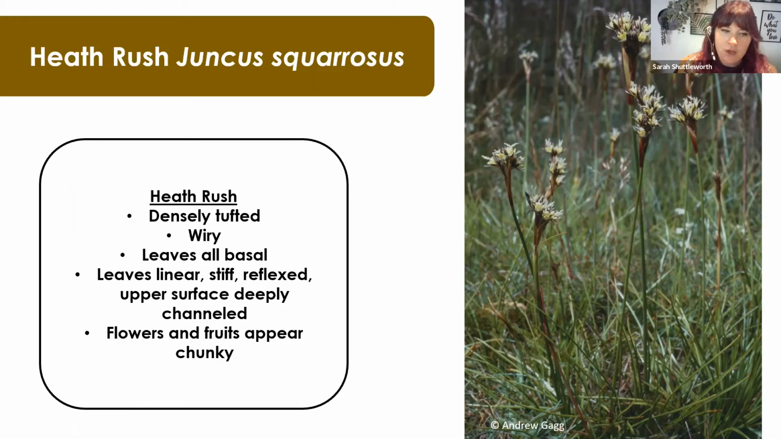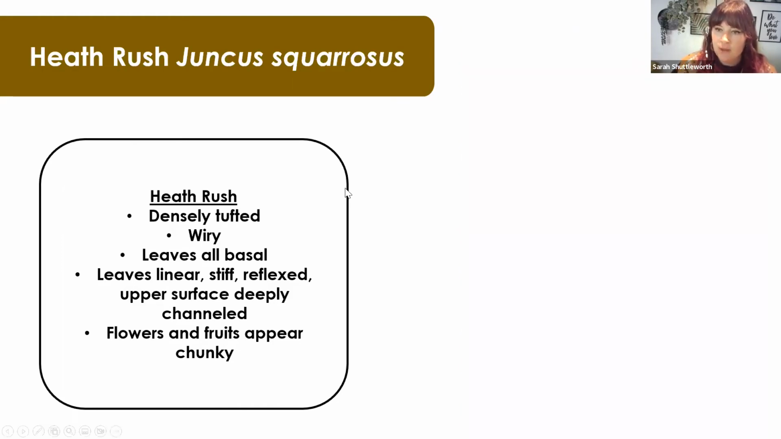And all the leaves are very linear. They are very stiff, giving that wiry feel, and slightly reflexed as well, in a certain direction, and the upper surface is deeply channeled as well. The flowers and fruit appear chunky, which is something I've added myself, and it's just a look about it. The flower heads and the fruiting heads look very large in comparison to the rest of the plant compared with some of our other rush species, and it just has this really chunky look about it.